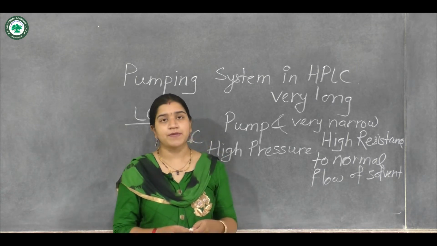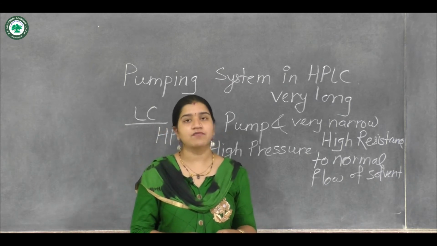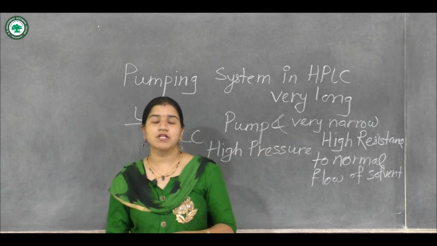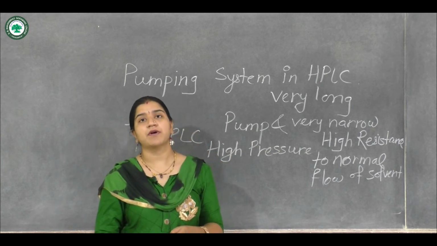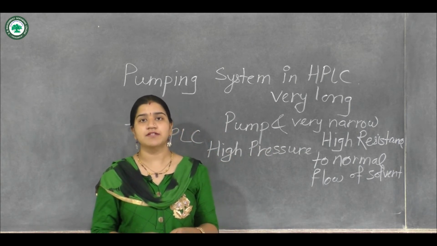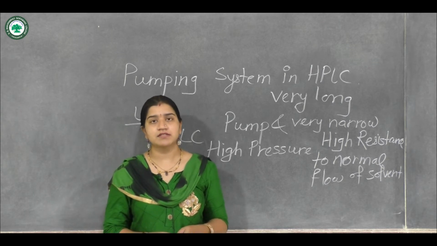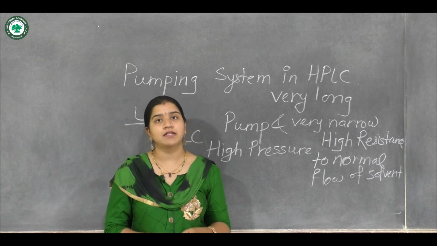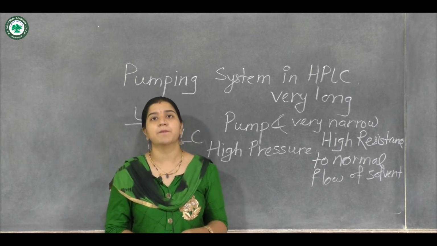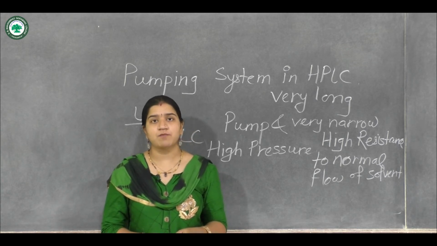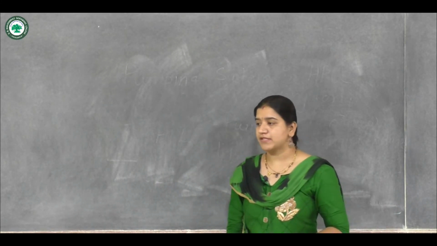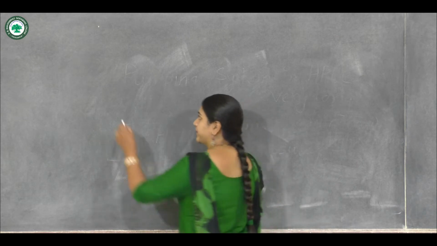In case of HPLC, basically there are 5 different types of pumps used. The first one is the constant pressure pump, the second one is the constant displacement pump, the third one is the reciprocating pump, the fourth one is the pneumatic pump, and the fifth one is the syringe pump. So we will discuss each type of pump one by one. The first type of pump is the constant pressure pump.